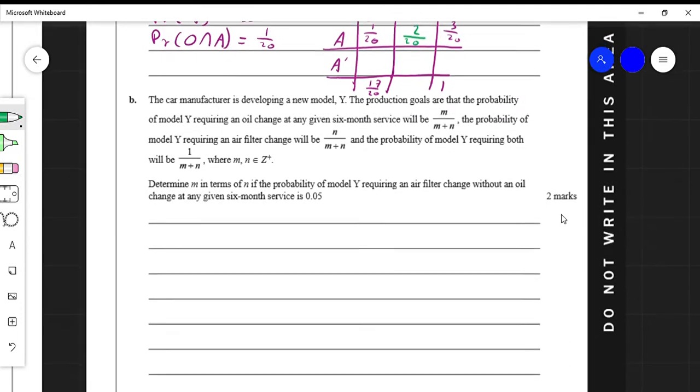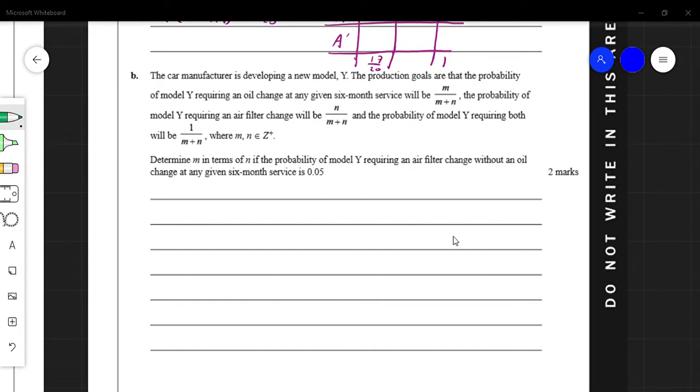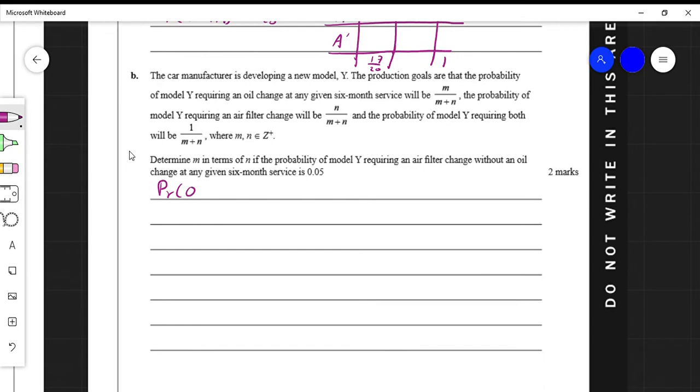Okay, so now we get into the general form of this question. This is very similar to the previous one, but this time you're going to be using variables instead of numbers. So I'll just write down the given information quickly. So we start off with the probability of an oil change, as the first bit of information given, is m on m plus n. The probability of an air filter change is n on m plus n. The probability of both, so O intersection A, is 1 on m plus n.